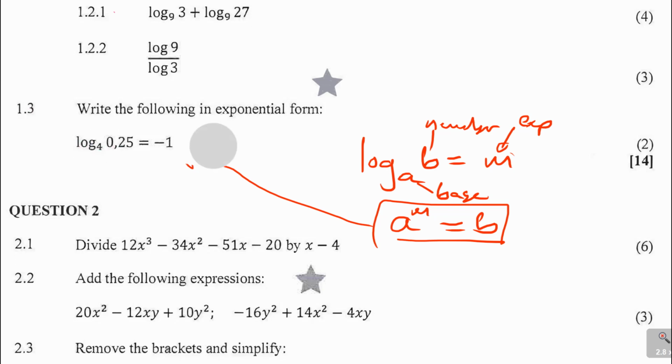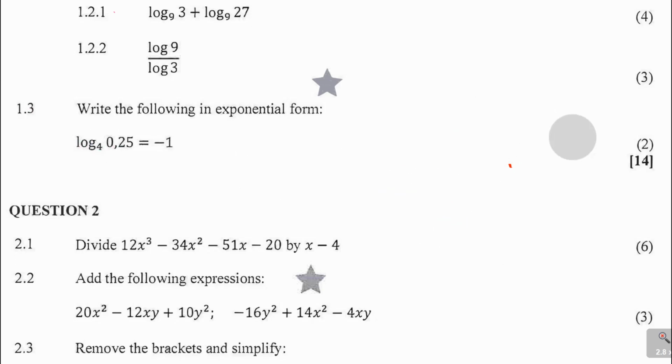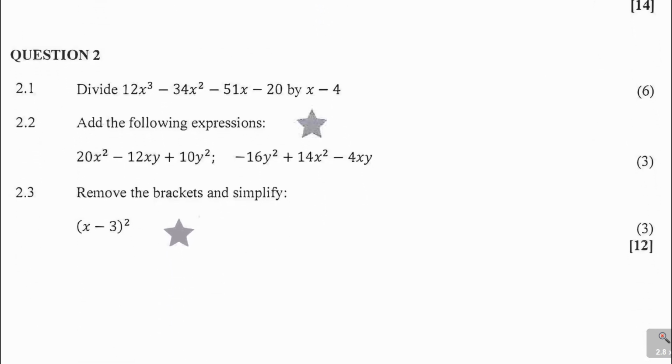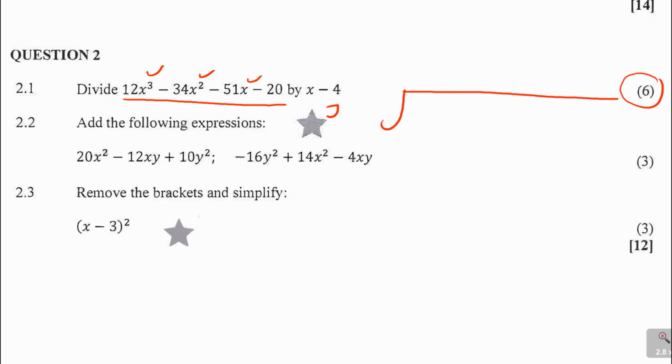And then let's move on to question 2.1. Question 2.1 also 6 marks. This was a nice 6 marks. It says divide. You're given that. Already given from x cubed, x squared, x, and no x. So it was already arranged well, and you're dividing by that. So what you do is you do this. It's a long division, and then you've got x minus 4 here.